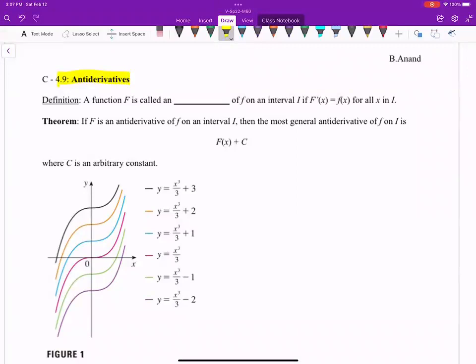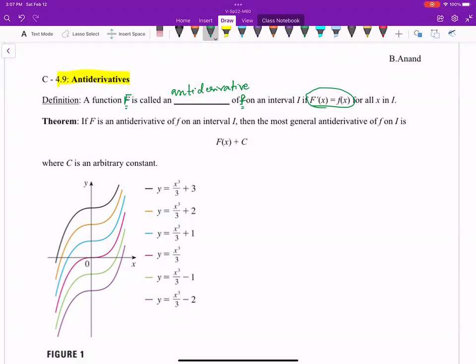A function uppercase F is called an antiderivative of the lowercase f on an interval I if the derivative of the uppercase F equals lowercase f for all x in I. So this is the condition. If you differentiate this uppercase F, what you should get is the lowercase f. Then we say the uppercase F is the antiderivative of lowercase f.